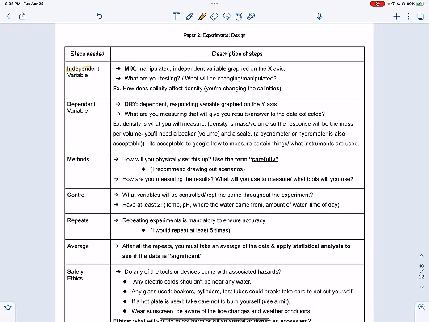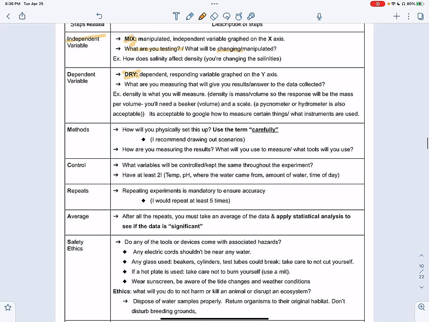Real quick, y'all, so independent variable. I teach my students the acronym DRY MIX to help them remember what it means and where it's going to go on an axis. The independent variable is what are you testing, what are you changing? A dependent variable is what you're measuring, what your results or answers are going to be. So is it going to be temperature? Is it going to be how fast something was done? Is it going to be speed? Then you would measure a distance and a time covered in that distance. Is it salinity? Then you'd use a salinometer and measure in parts per thousand. Is it going to be a pH? So the dependent variable is like the answer to this. This is what you're getting data for.